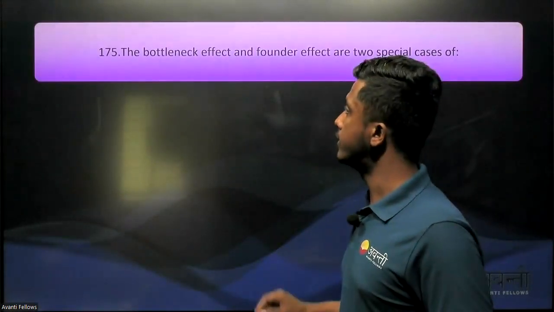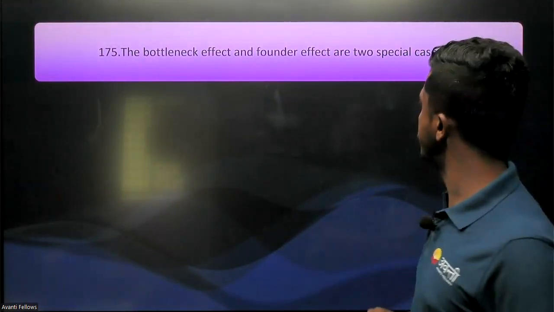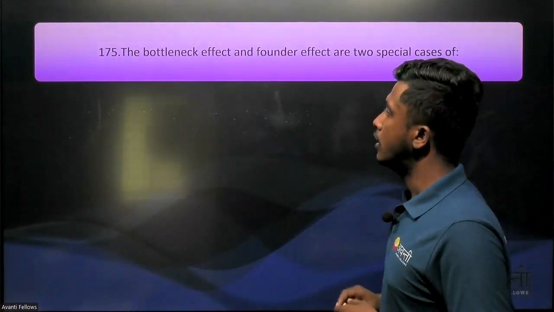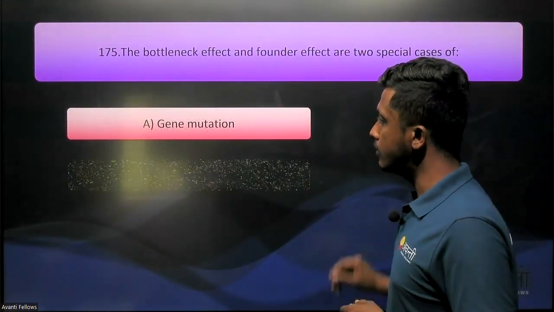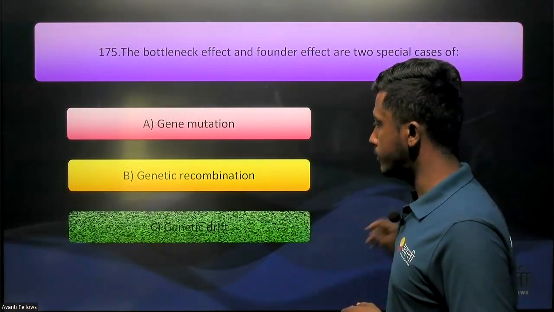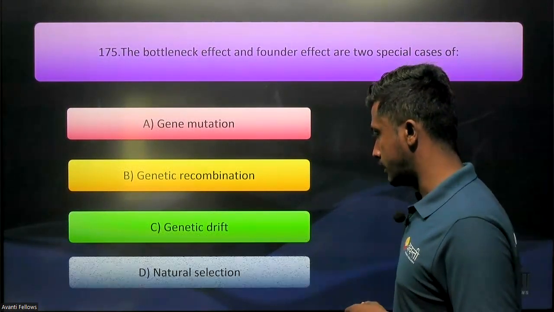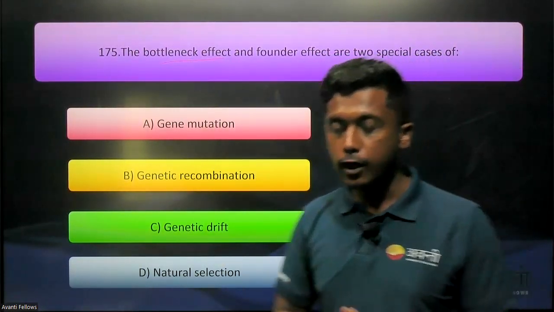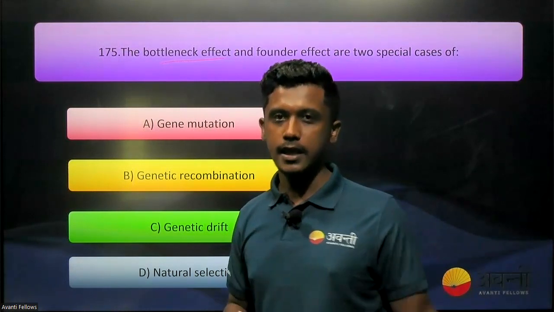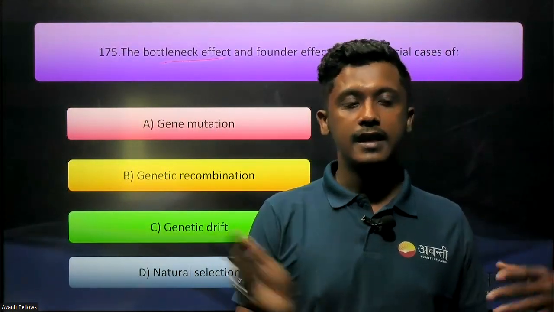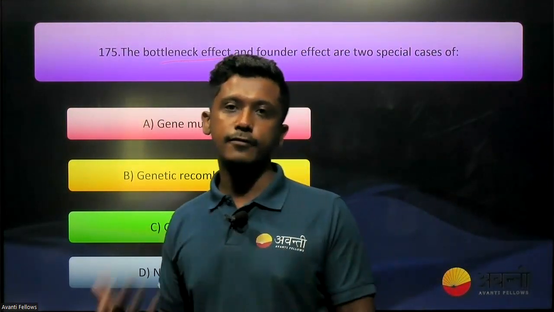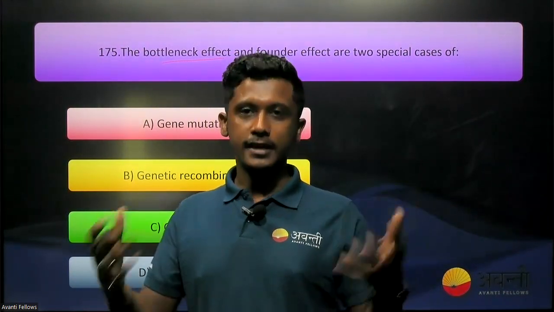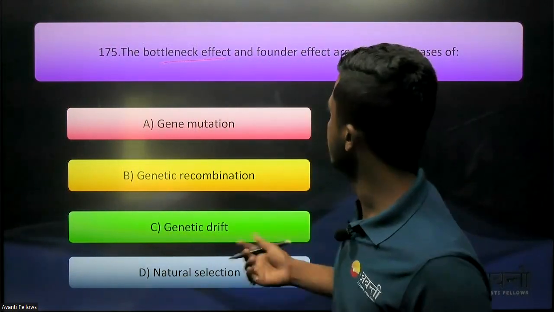So our next question is: the bottleneck effect and the founder effect are the two special cases of. So one is genetic mutation, genetic recombination, genetic drift, and then we have natural selection. So the bottleneck effect is because of any sudden changes in the environment, the population is suddenly reduced and one group is left out, and they become the new pioneers or the founders. Okay, so this is called a founder effect.